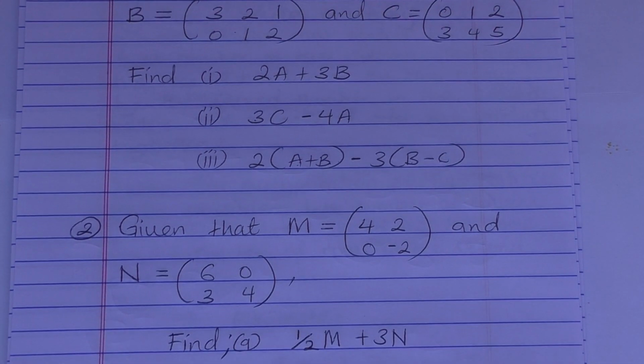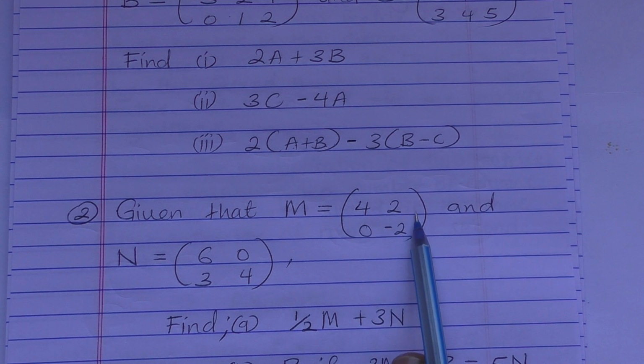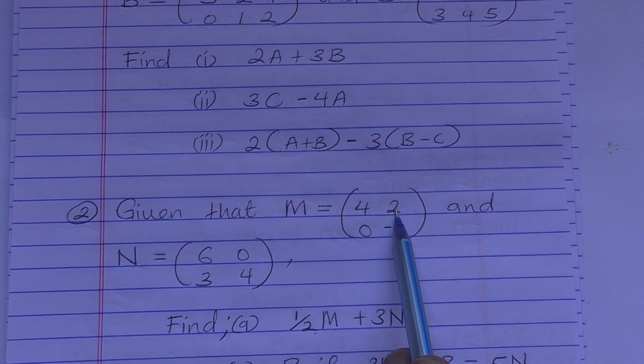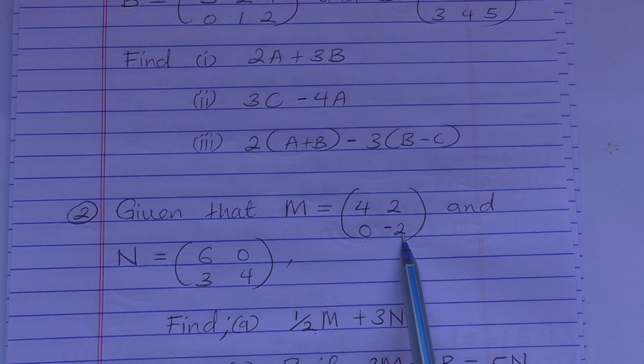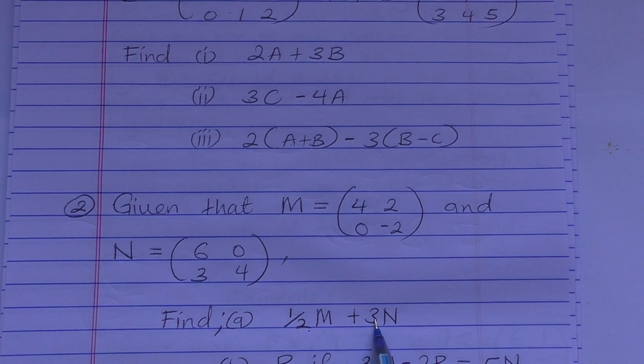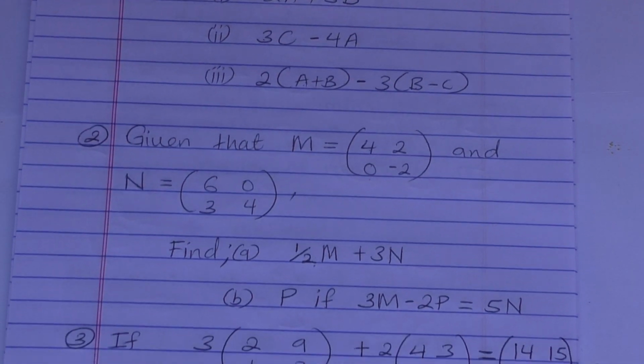In number 2, it's the same thing. We are multiplying matrix A by a half. So multiply 4 by a half, 2 by a half, 0 by a half, negative 2 by a half. And then after we add 3N. So we first multiply this by 3 and then add on what we have gotten before. So you are trying that.